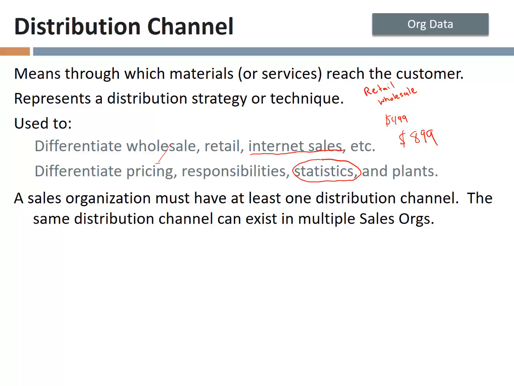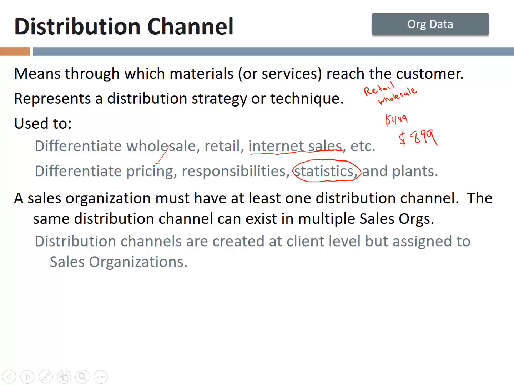configure the system accordingly. It could well be that we decide that only the West Coast can do wholesale. Our East Coast operators don't have the ability to do wholesale. It could be that we have a huge catalog sales operation and the East Coast manages all of the catalog sales. And so only the East Coast sales organization has that distribution channel available to it.